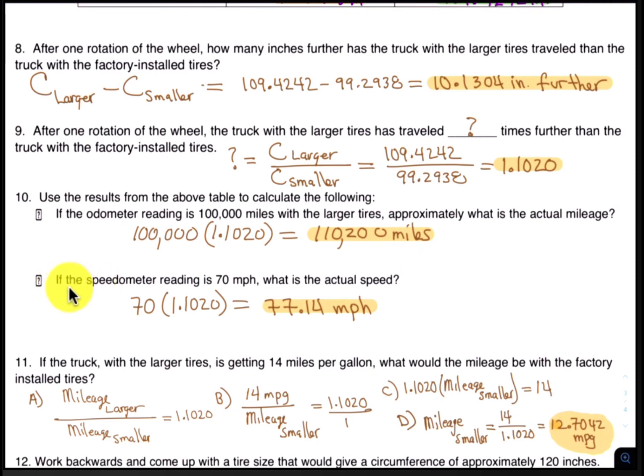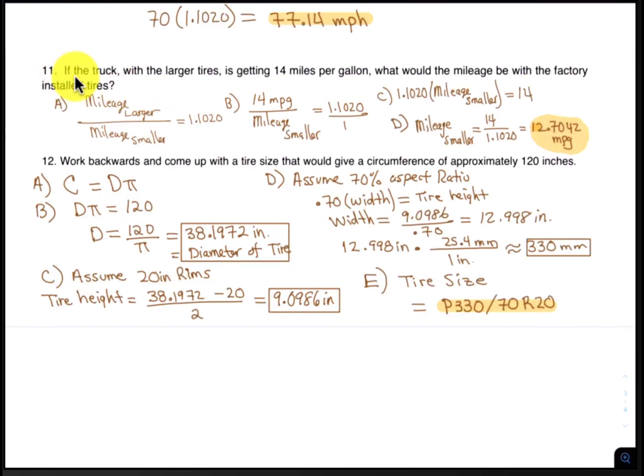And then the question says, if the speedometer reading is 70 miles an hour, what is the actual speed? So you take 70 miles per hour multiplied by this factor, 1.1020. So the actual speed is 77.14 miles per hour. And number 11, if the truck with the larger tires is getting 14 miles per gallon, what would the mileage be with the factory installed tires?